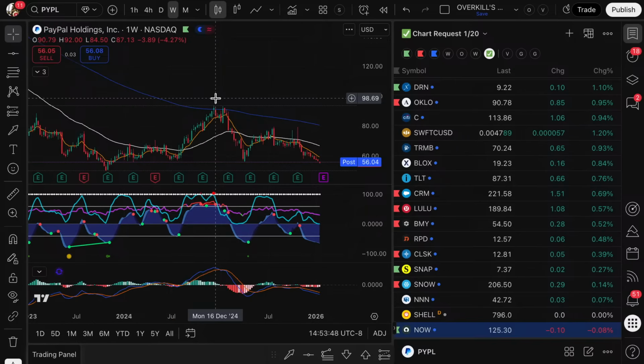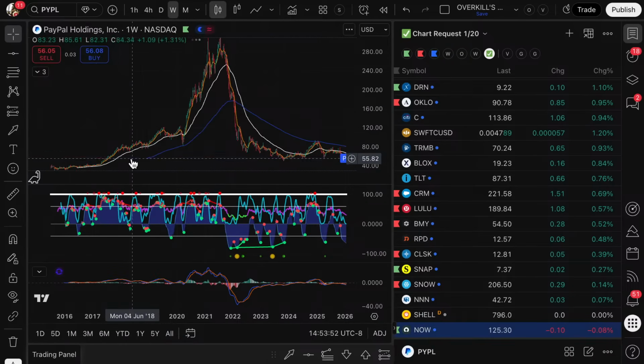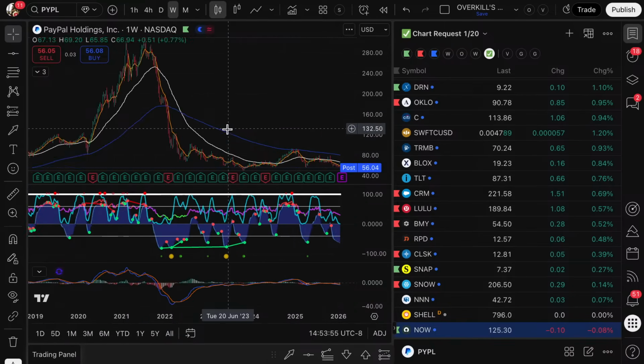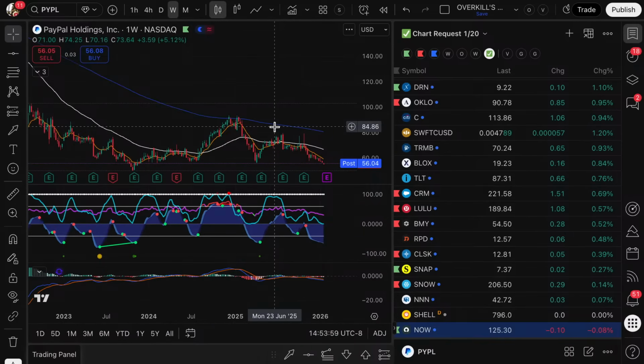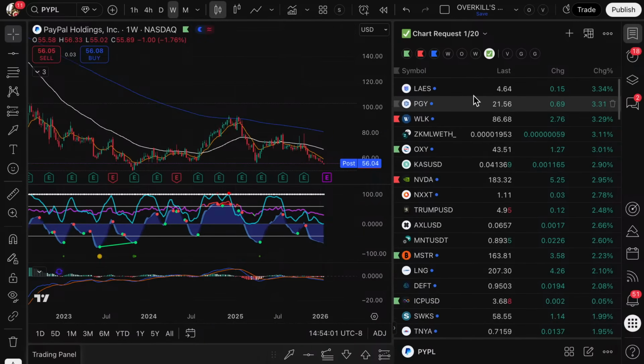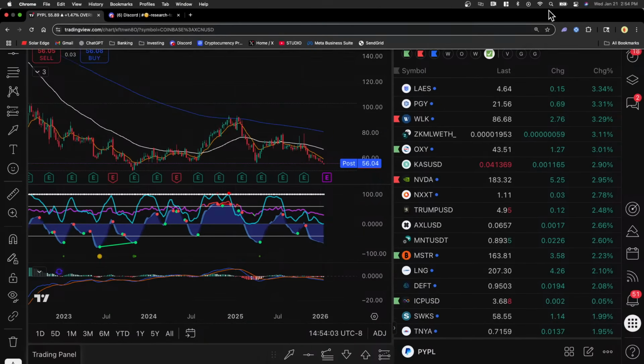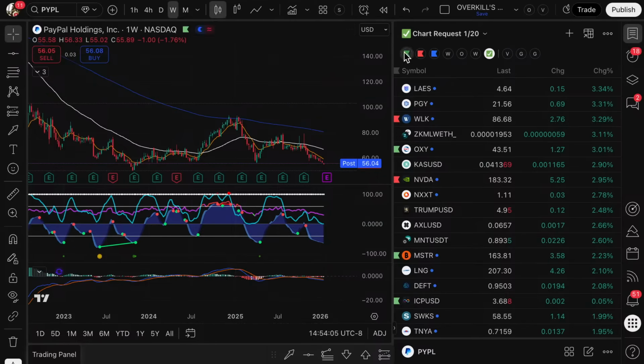PayPal, in my opinion, is one of the most undervalued stocks on the market right now. It's sitting at the low of like 2017. We're just sitting down here. If I were to say the safest stock bet this year, it'd probably be PayPal on this day, January 21st.